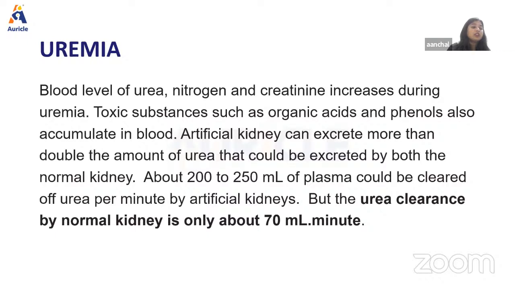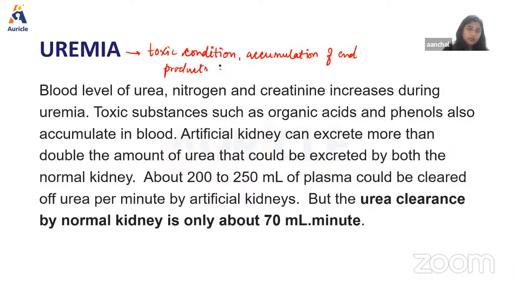Then we have next, that is uremia. Now we're going to discuss what uremia is. Uremia is a toxic condition which is characterized by accumulation of end products of protein metabolism.